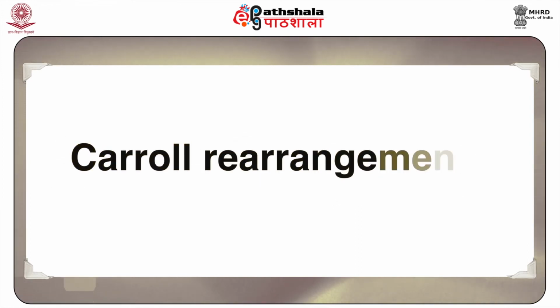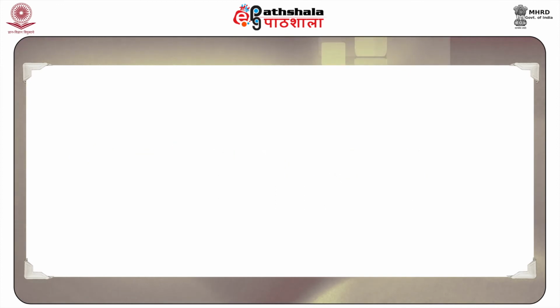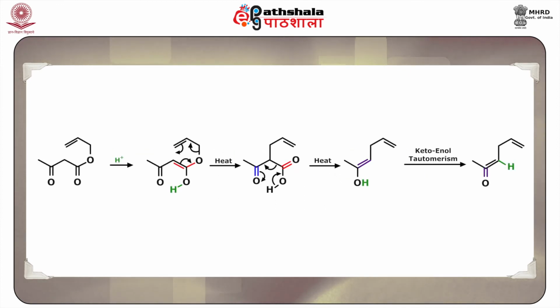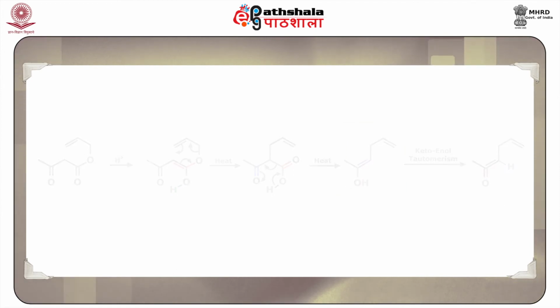Next, let us talk about the Carroll rearrangement. This is a reaction that involves transformation of a beta-keto allyl ester into an alpha-allyl beta-keto carboxylic acid. This substrate undergoes decarboxylation, giving a gamma,delta-allyl ketone as the final product, as shown in the reaction.